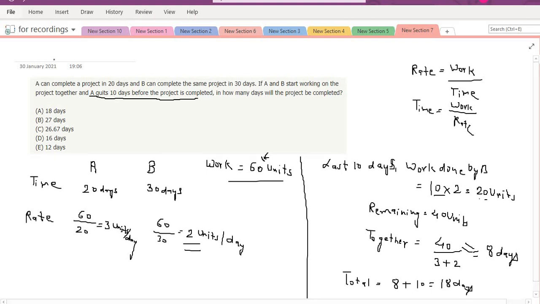All right, so your answer is A. You see, when you assume some number for the work, it makes the question quite easy. I hope it is clear to you now.